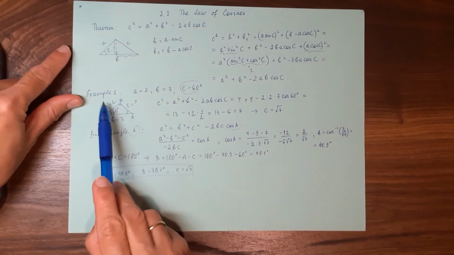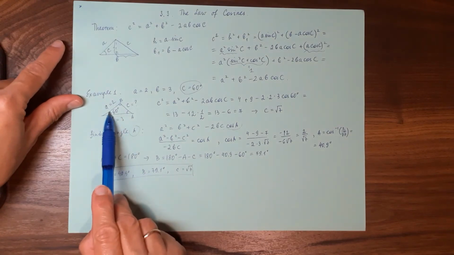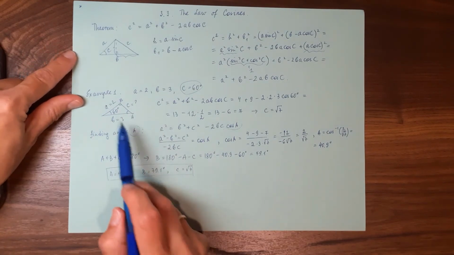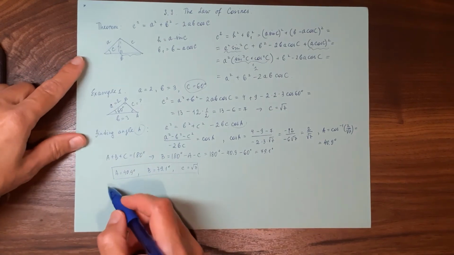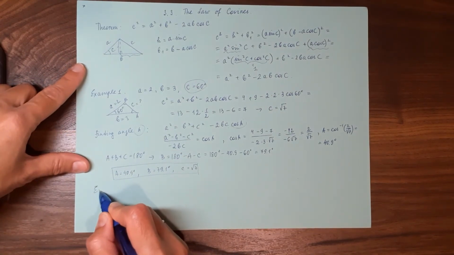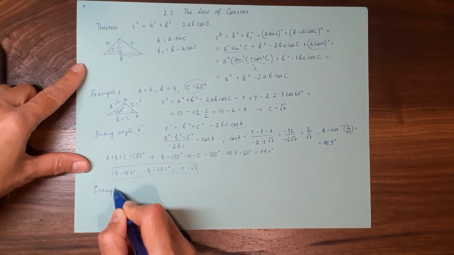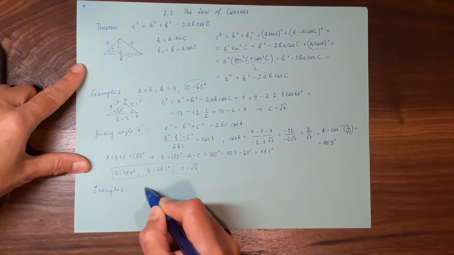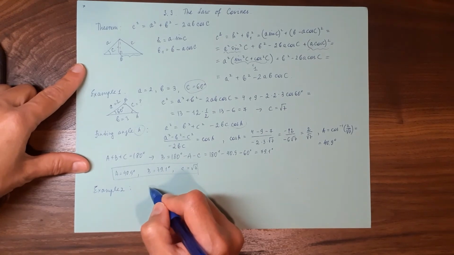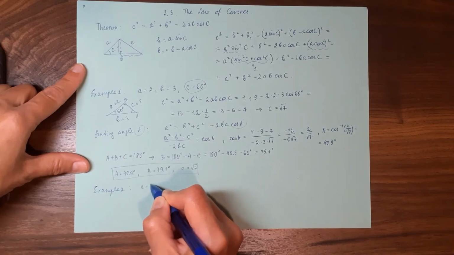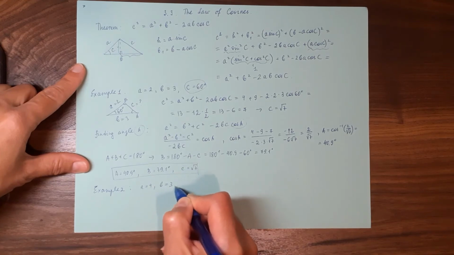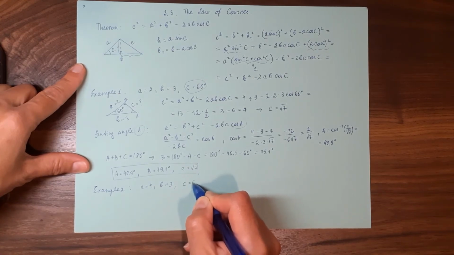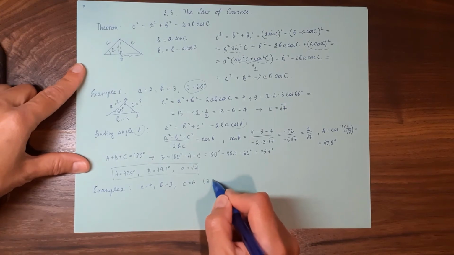In example number 1, we were given two sides and angle between, so actually it was very obvious to use cosine theorem. Now imagine that somebody gives us all three sides and no angles at all. Like in example number 2, somebody gives us side A equals 4, side B equals 3, and side C equals 6. How should we work in this case?